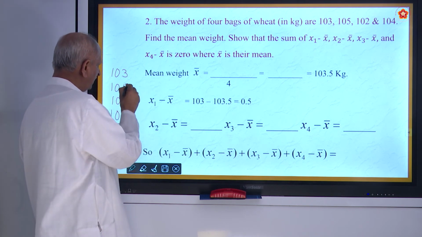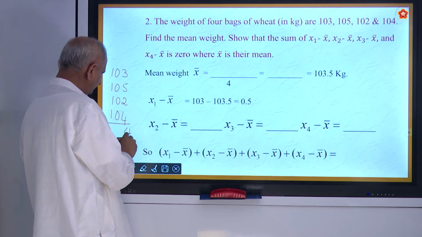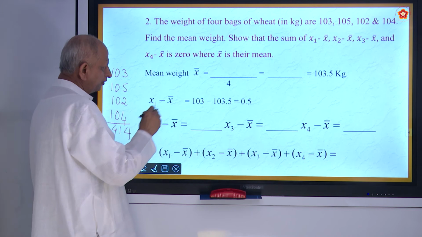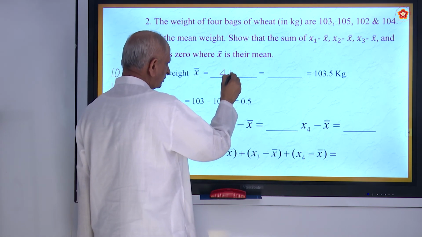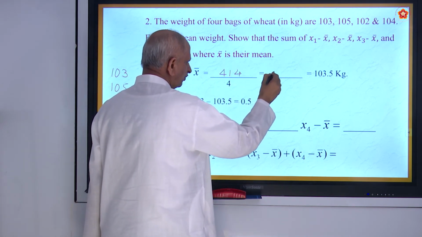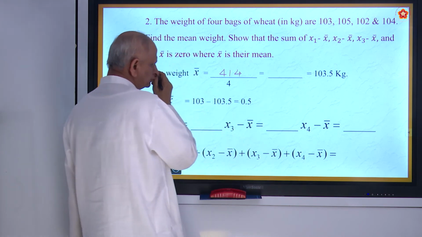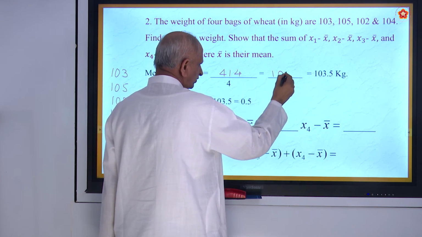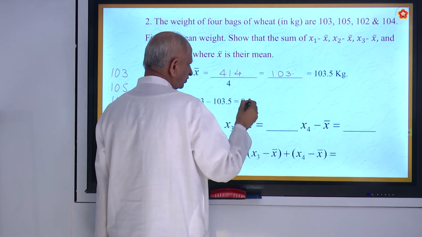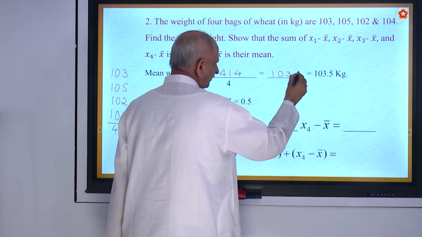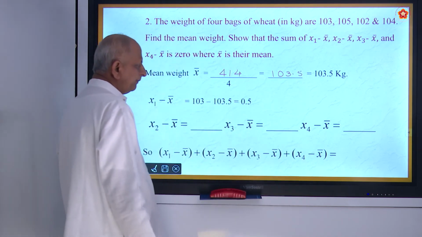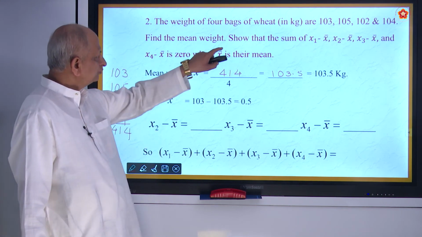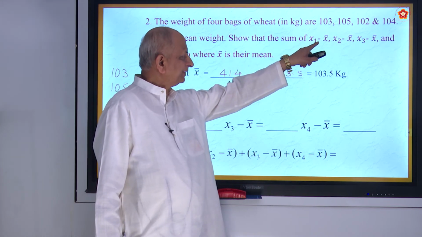4 plus 2, 6, 11, 14. And this is 4. 414 by 4. That is 4 ones are 4. 4 threes are 12. 4 fives are. So 103.5 kgs. Now we are asked to find the sum of this xi minus x bar.